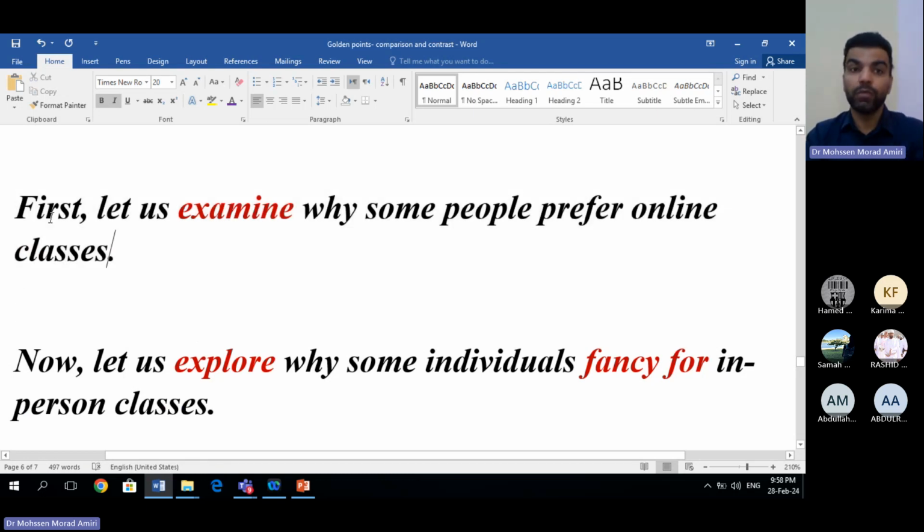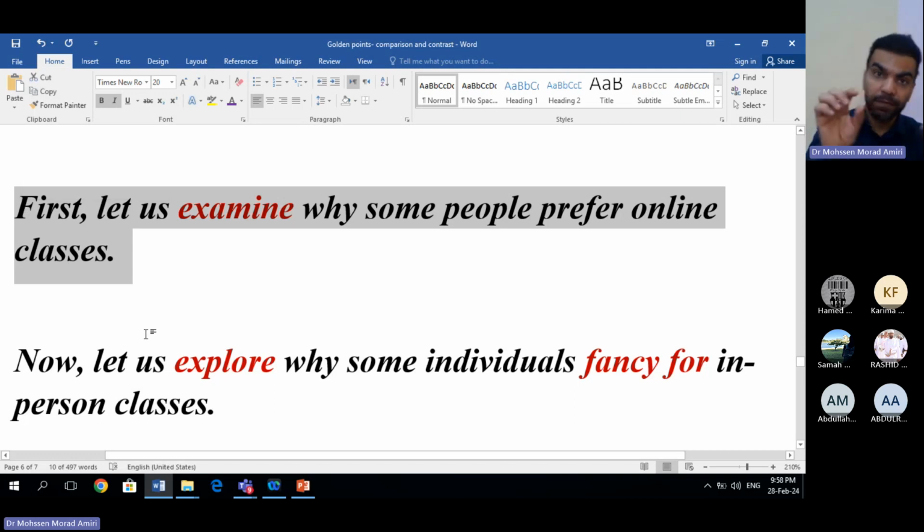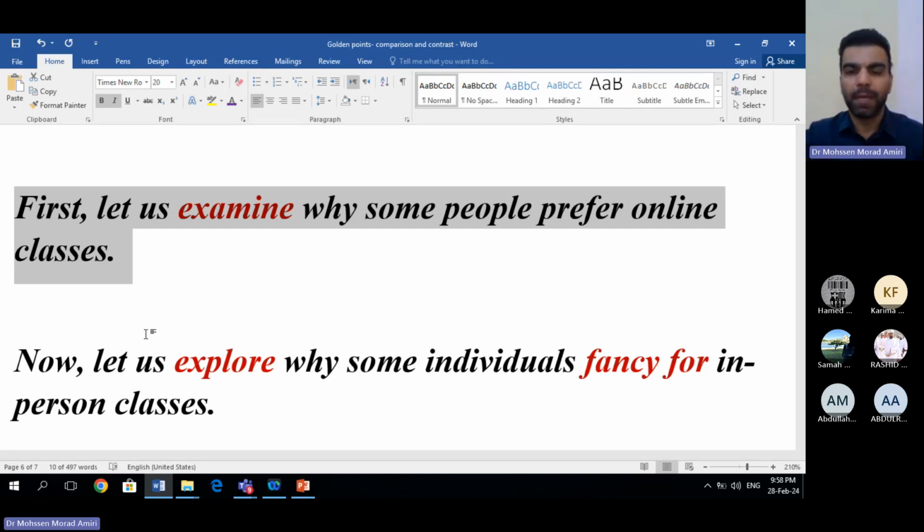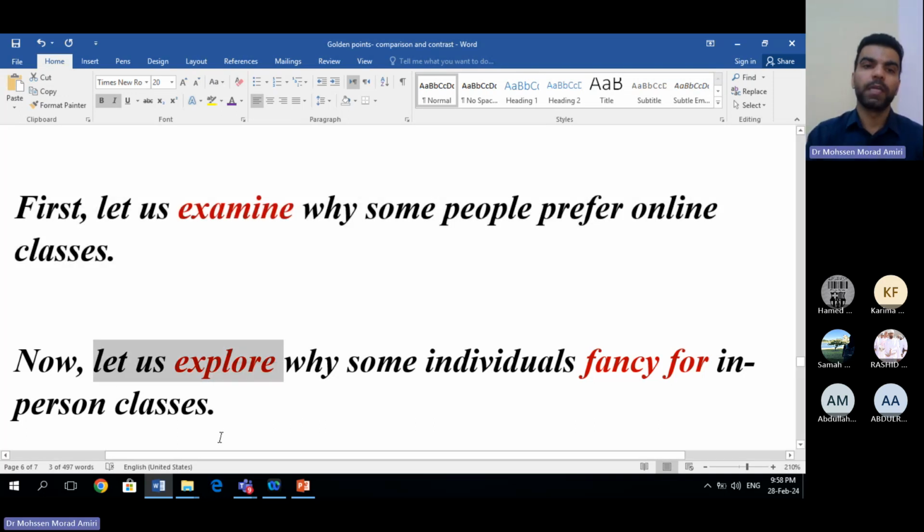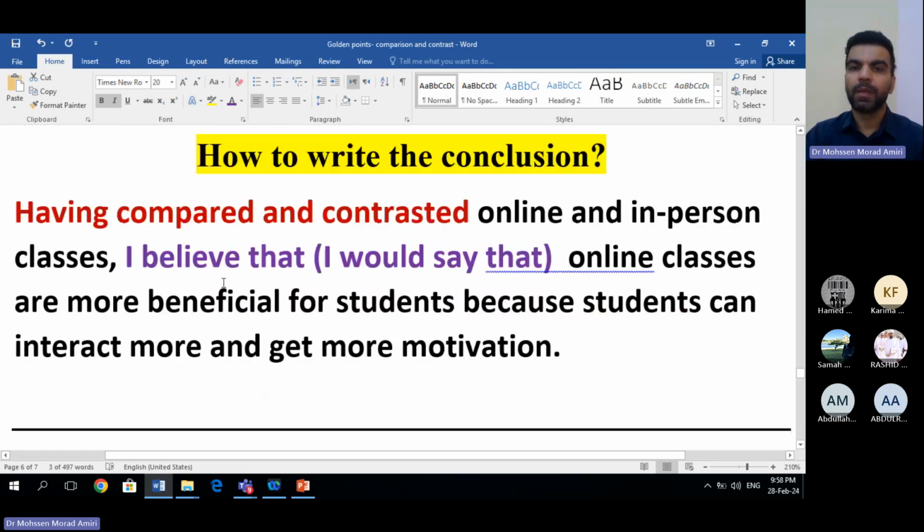For example, we use it in the body: First, let us examine, find out why some people prefer online classes. One of the reasons is that. This is a topic sentence, the first sentence that introduces the topic of the paragraph. First, let us examine, or first, let me examine, or let us explore. Explore, examine, all of them have the same meaning.